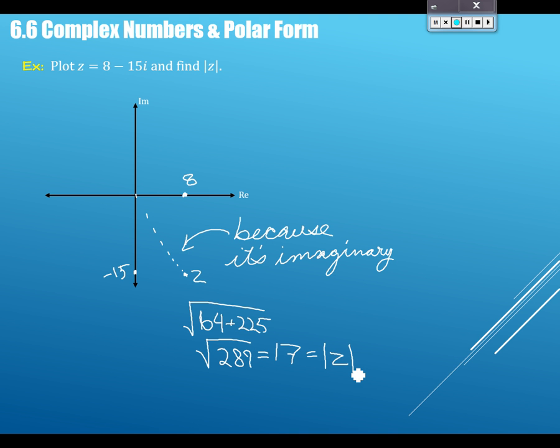All right. Agree, 17 is the magnitude. You're welcome for that Pythagorean triple. Isn't that nice? Didn't see that coming, maybe. Okay.